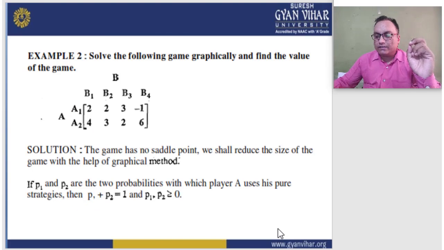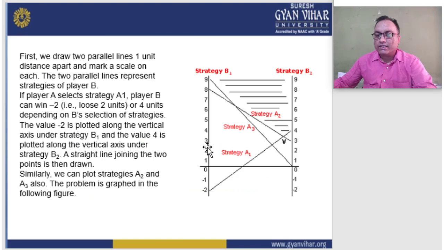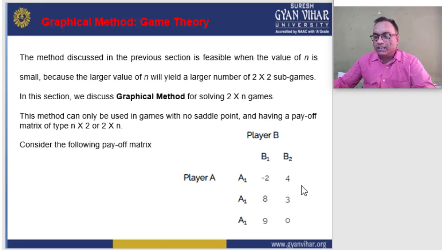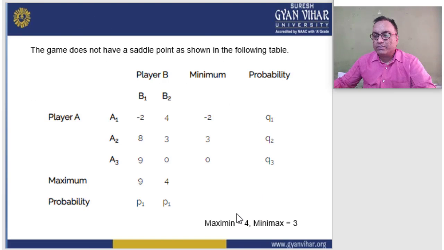So we take another example. This is the case of an m into 2 game. Here m is a variable quantity and 2 is fixed. In the previous case, if I am considering a matrix, the matrix order is m into n, so that was a 2 into n matrix, right? So this is the first question.